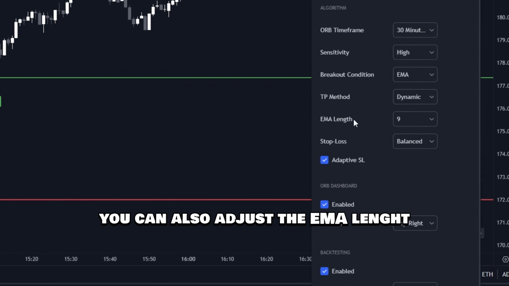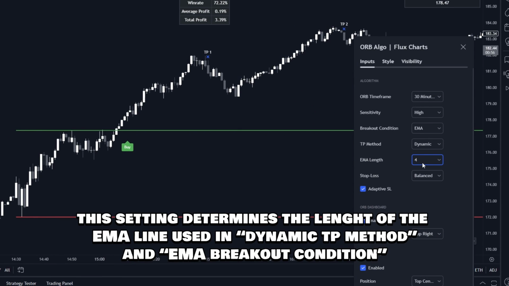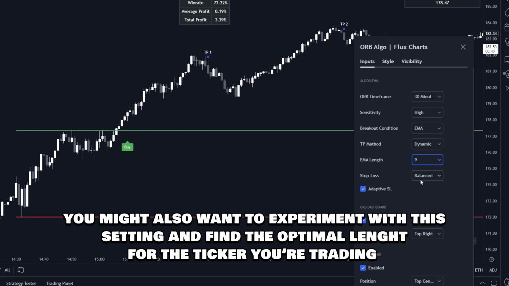You can also adjust the EMA length. This setting determines the length of the EMA line used in the dynamic TP method and the EMA breakout condition. You might also want to experiment with this setting and find the optimal length for the ticker you're trading.